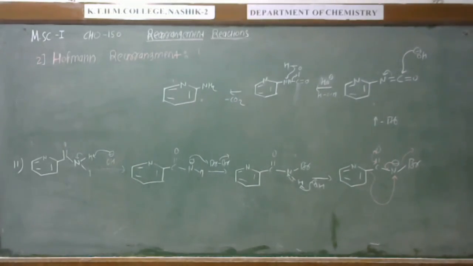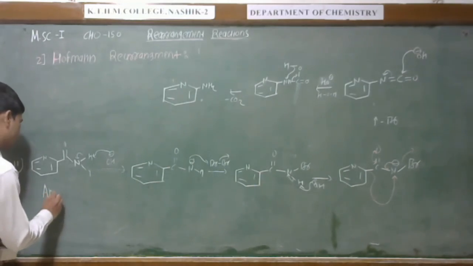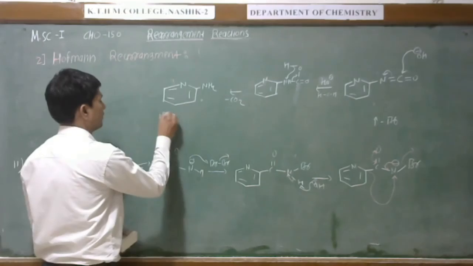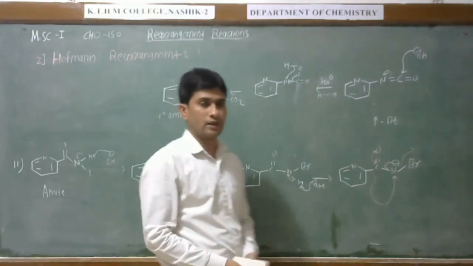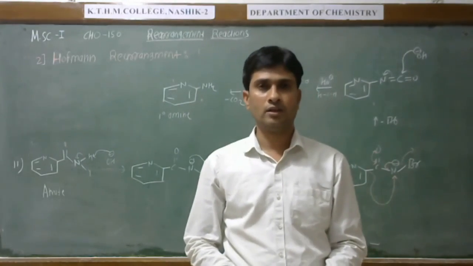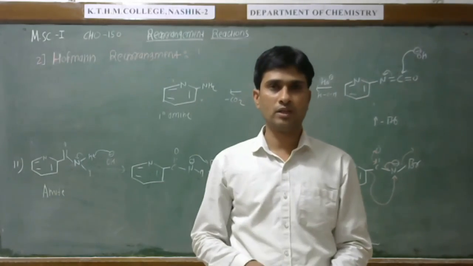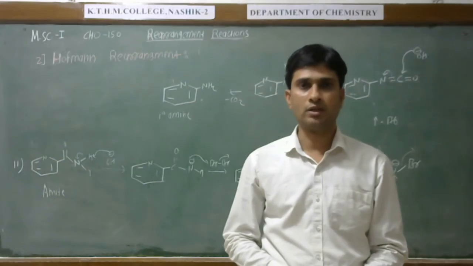So very simple. From imide to primary amide. Sorry, amide to primary amide. This is the amide and this is the primary amide. Friend, so in a very simple way we can convert amide to primary amide by the Hofmann rearrangement.